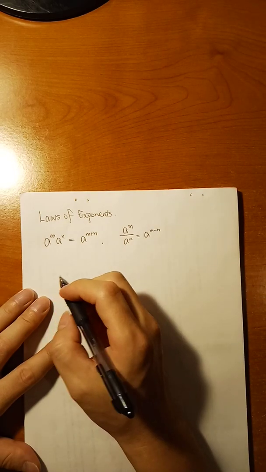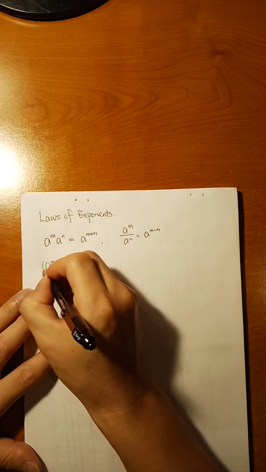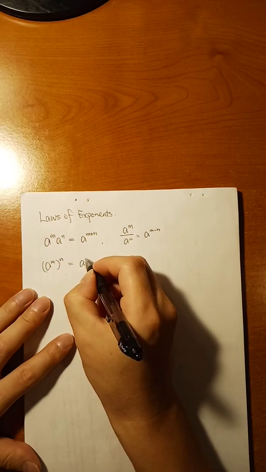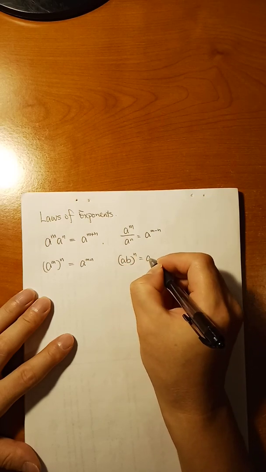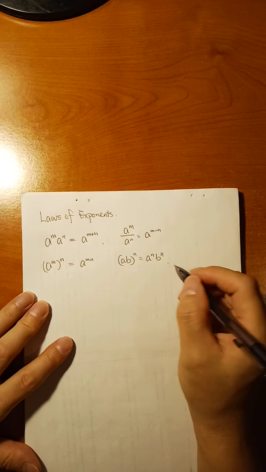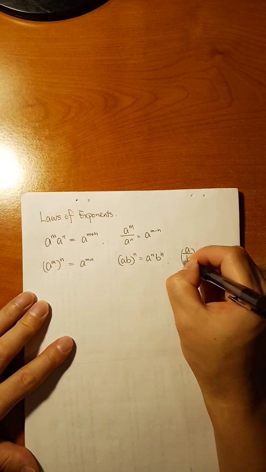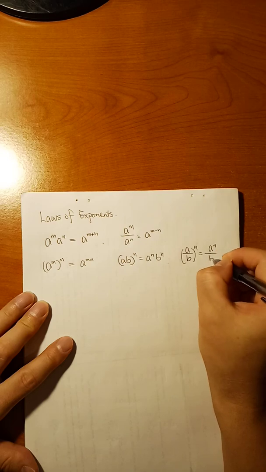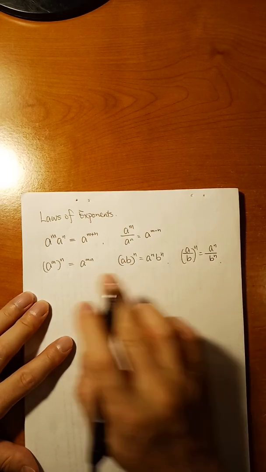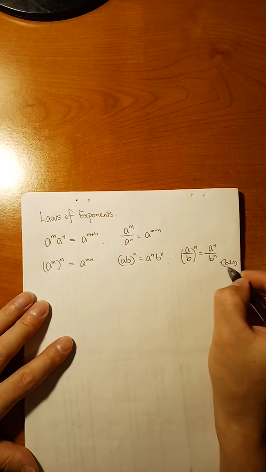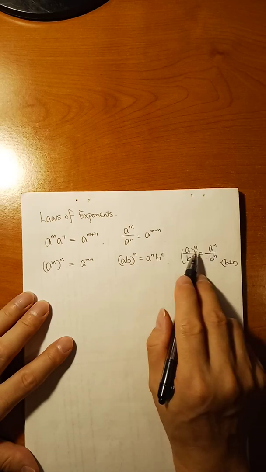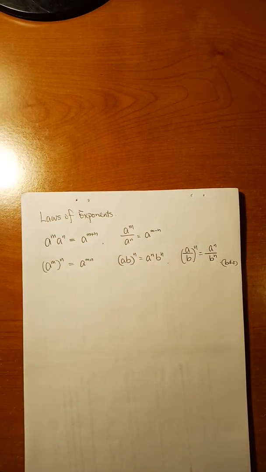Okay? And if you have a power, a to m to the nth power, it is a to m times n. If you have ab to the nth power, it is a to n times b to n. Of course, if you have a over b to the nth power, it is a to n over b to n. Whenever you see a denominator, it is not equal to 0. So here we have to emphasize b is not equal to 0. Technically, a is not equal to 0. We don't study 0 to whatever power.